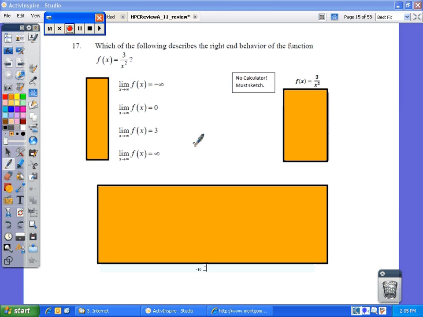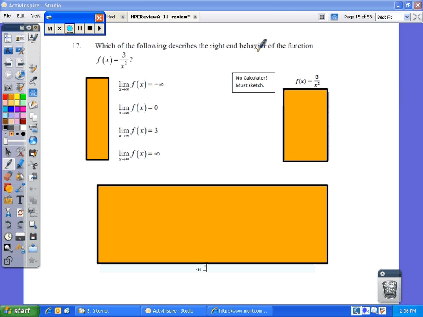Which of the following best describes the right-hand behavior of the function, and it gives you a function. Now, what's interesting is this function has an x squared in the denominator. And this is a different graph than our quadratic function, which is a polynomial function. This is a rational function. So, let's use some reasoning behind this.